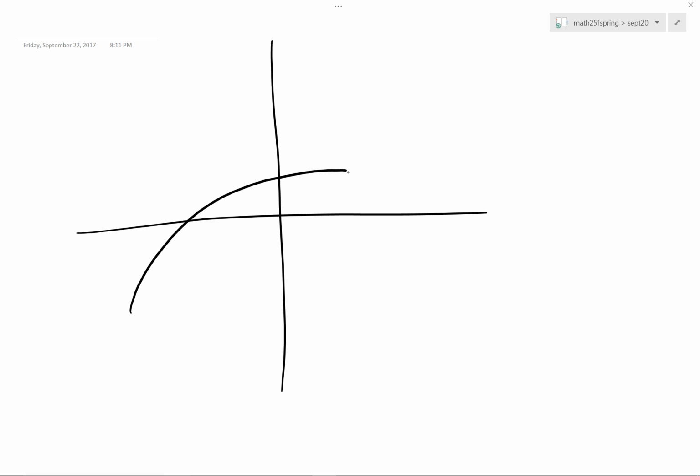Here's one. This one always trips people up. There's a hole in my function. What is the limit? Let's do g of x. What is the limit as x approaches 2 of g of x?